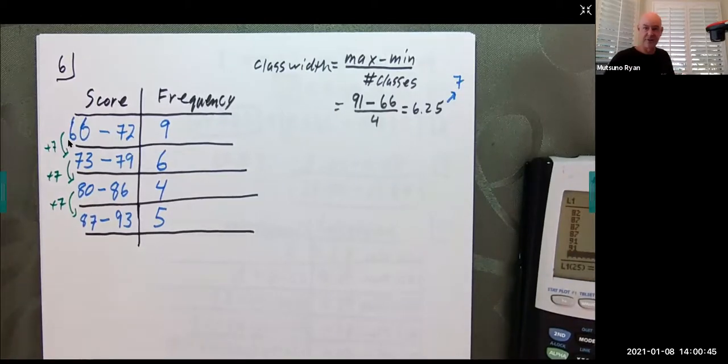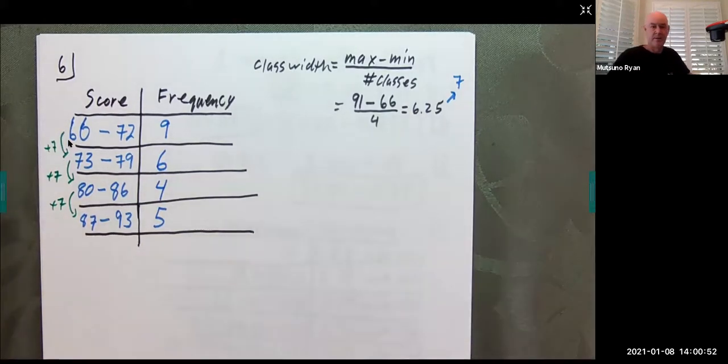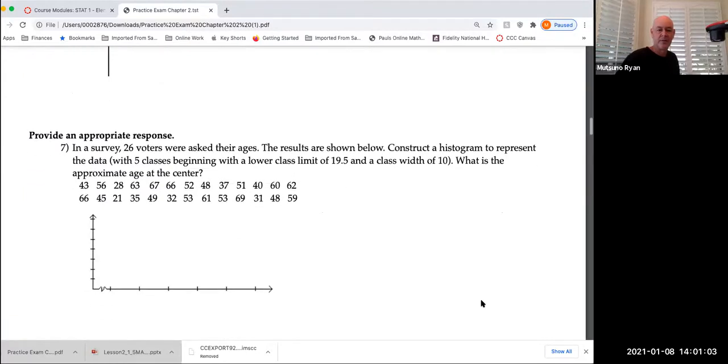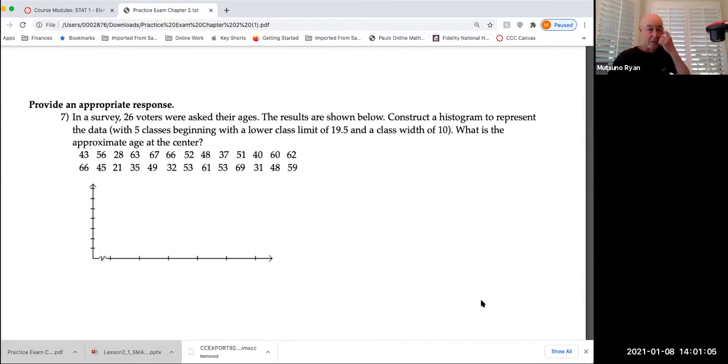Again, it's going to look slightly different than the answer key does because I started at 66 instead of 60. All right, let's move on to number 7 here. So we're going to draw a histogram based on this data here, which means we're going to have to set up another table.